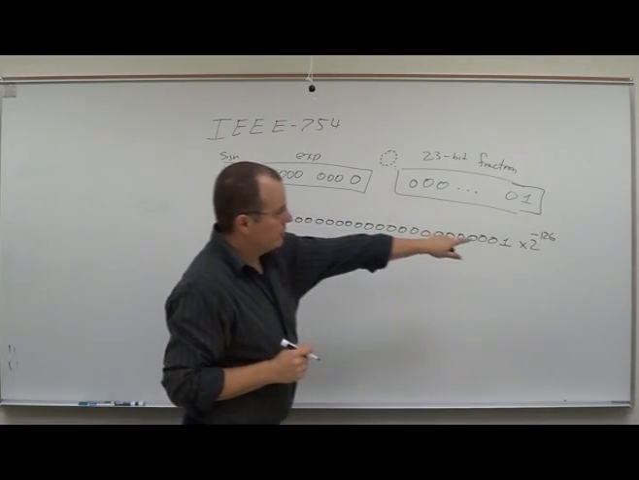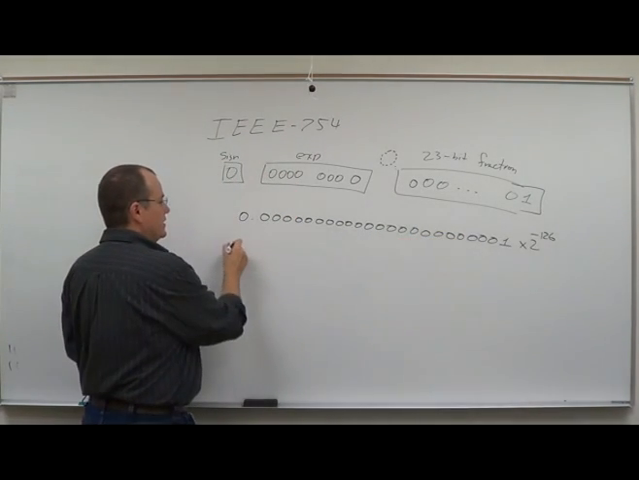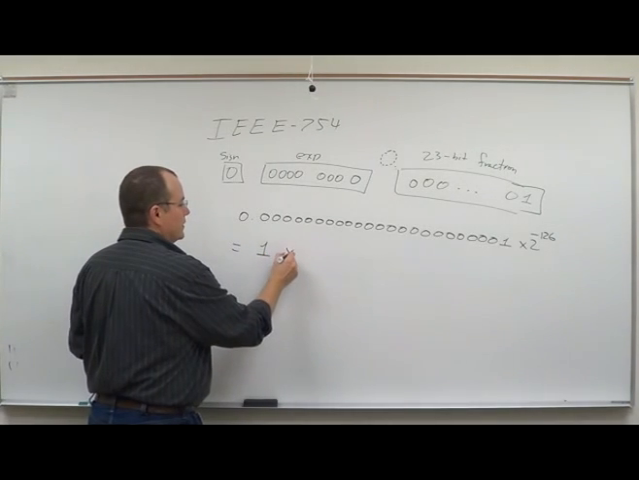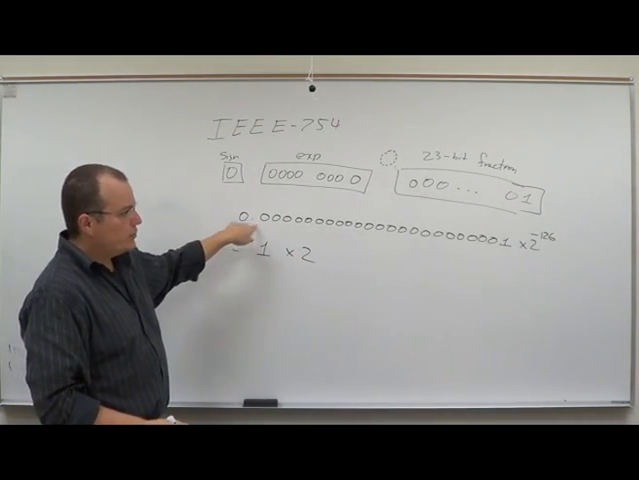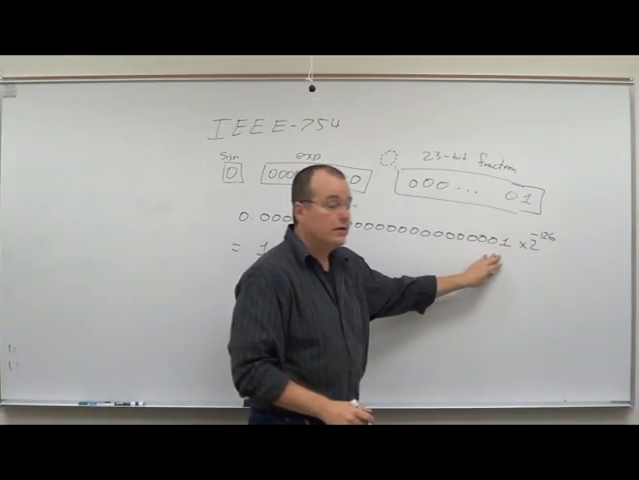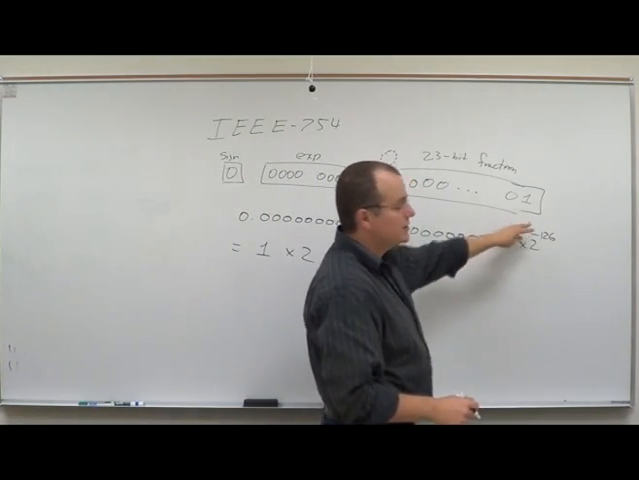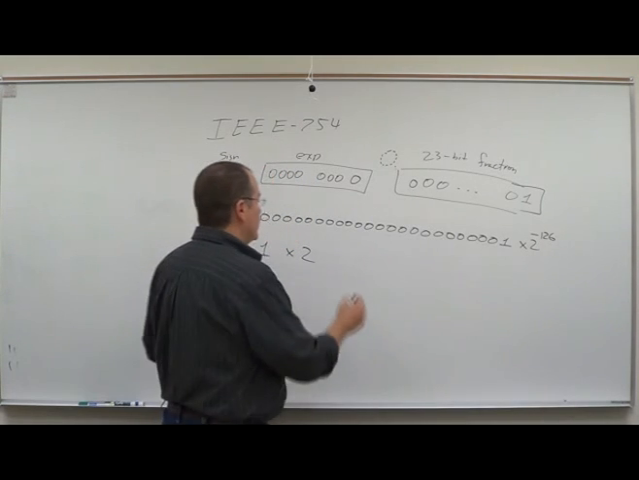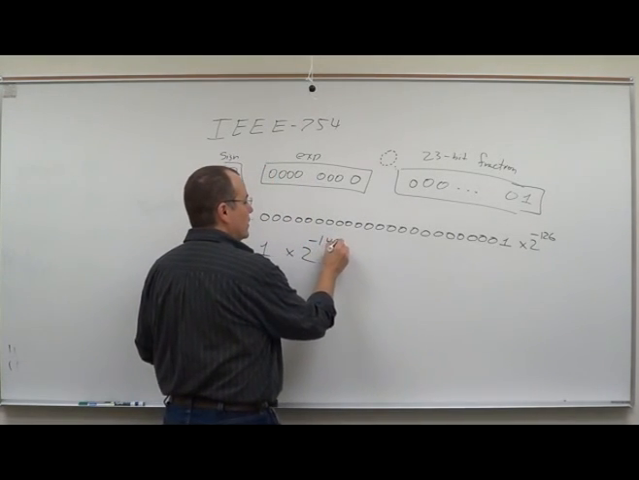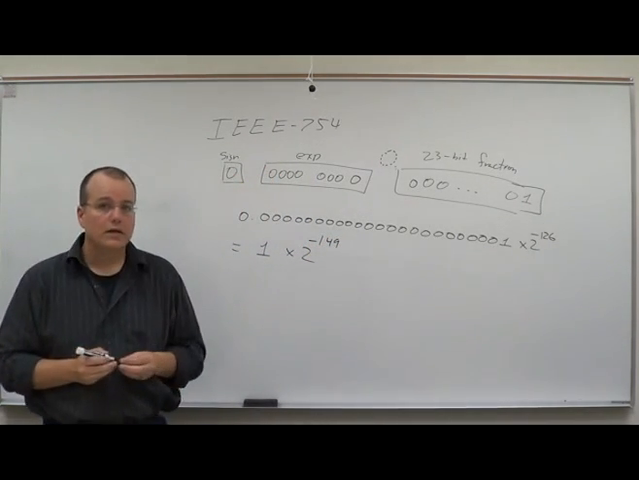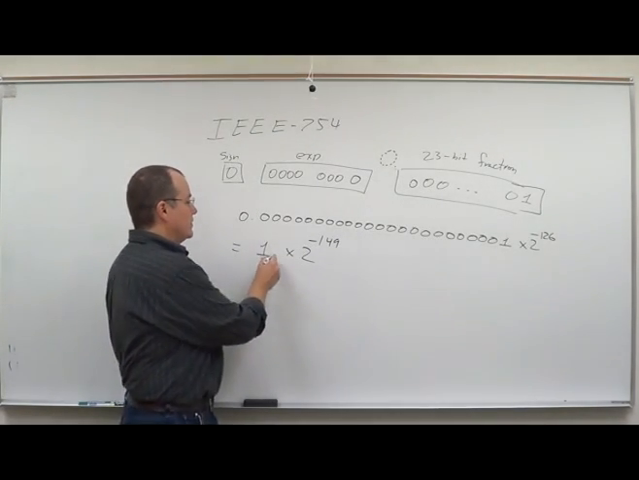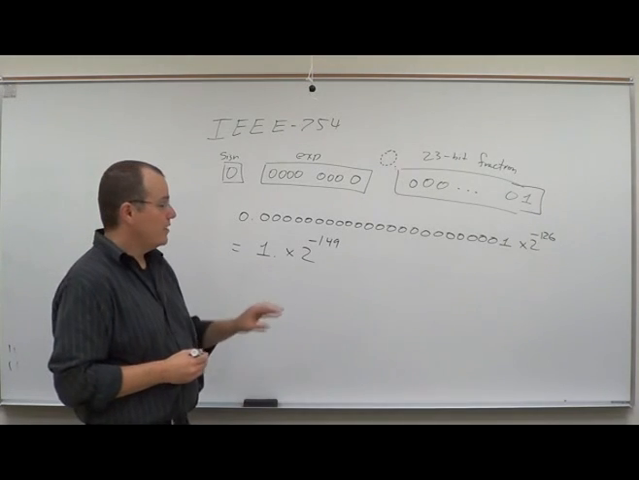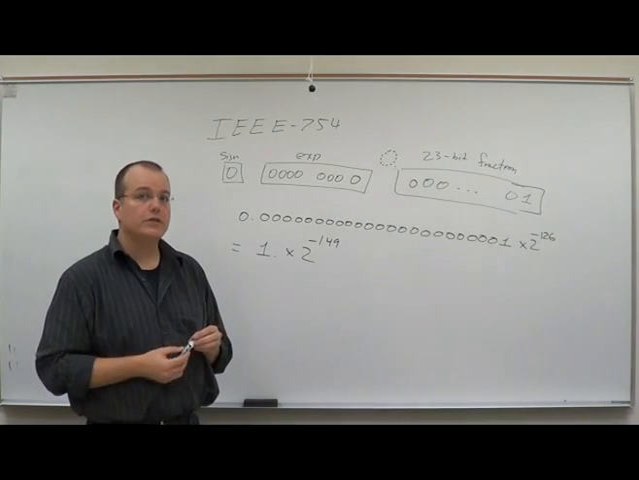Normalized form, minus 126. This equals 1 times 2 to the... I can shift that binary point 23 positions. Minus 126 minus 23 gives me minus 149. In the single precision float, this is the smallest positive number that I can represent. If I go just a little bit smaller, it becomes 0.